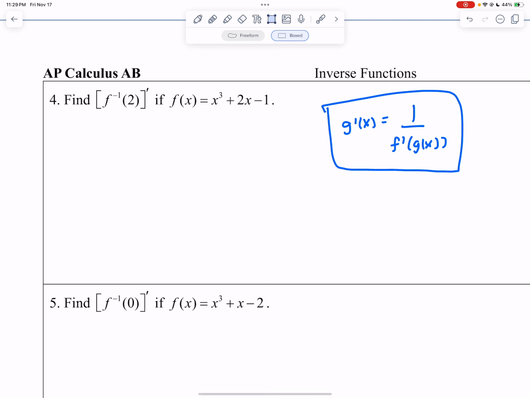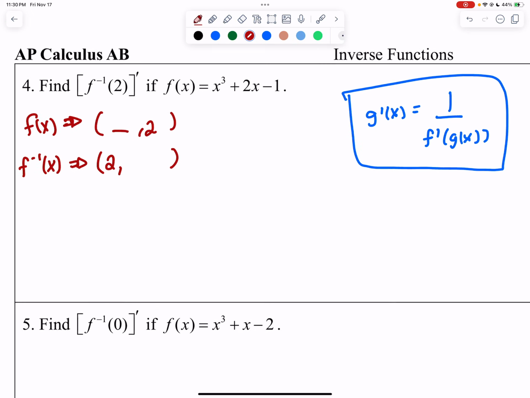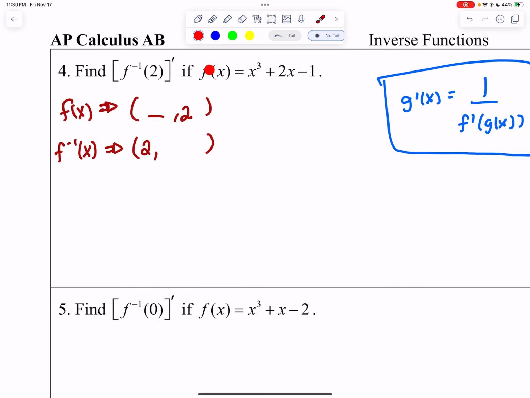So for number 1, or number 4 in this case, I want to find the derivative of the inverse function at 2. Now, as a reminder, this tells me that f of x has a y value of 2. And f inverse of x, the inverse function of x, has an x value of 2. Now, in order to figure out what the x value here is, we are going to substitute in 2 for y, and then we're going to solve for x.